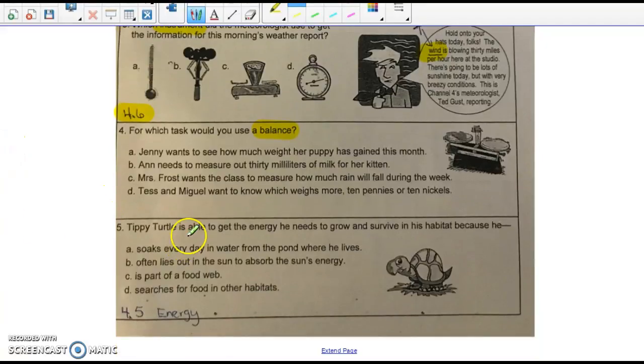Number 5, Tippy Turtle is able to get the energy he needs to grow and survive in his habitat because he, A, soaks every day in water from the pond where he lives. B, often lies out in the sun to absorb the sun's energy. C, is part of a food web. D, searches for food in other habitats.